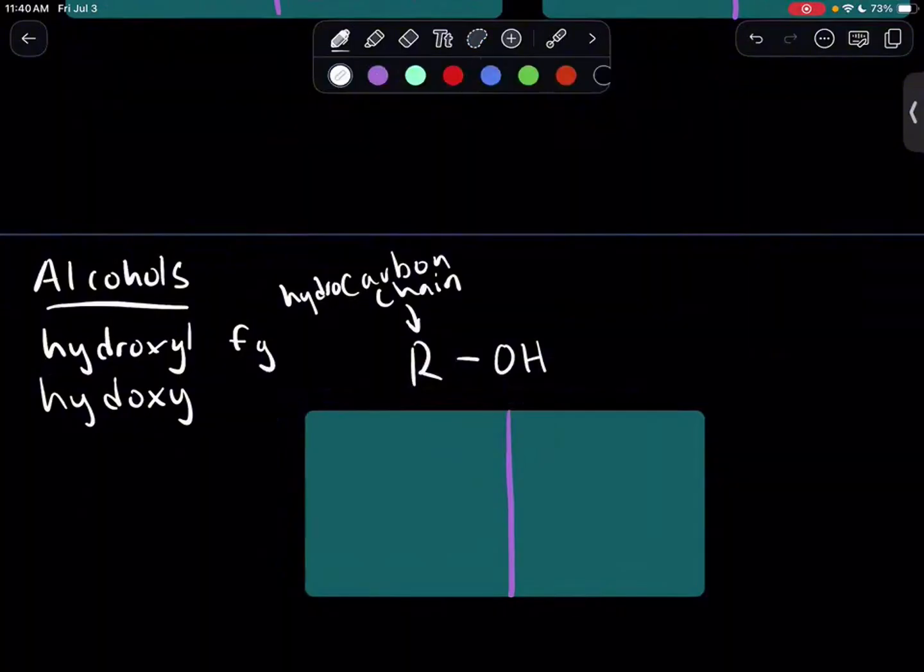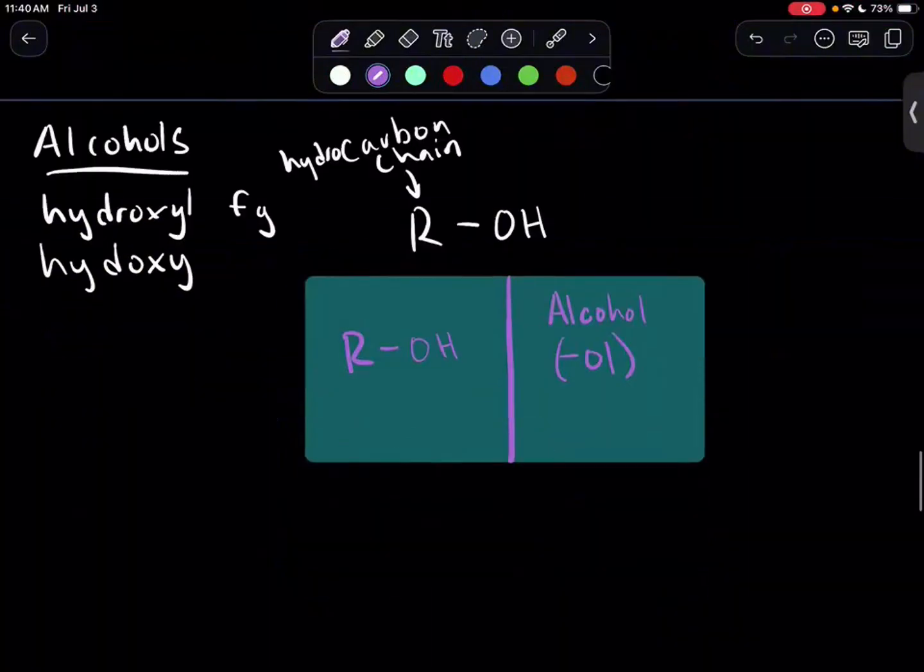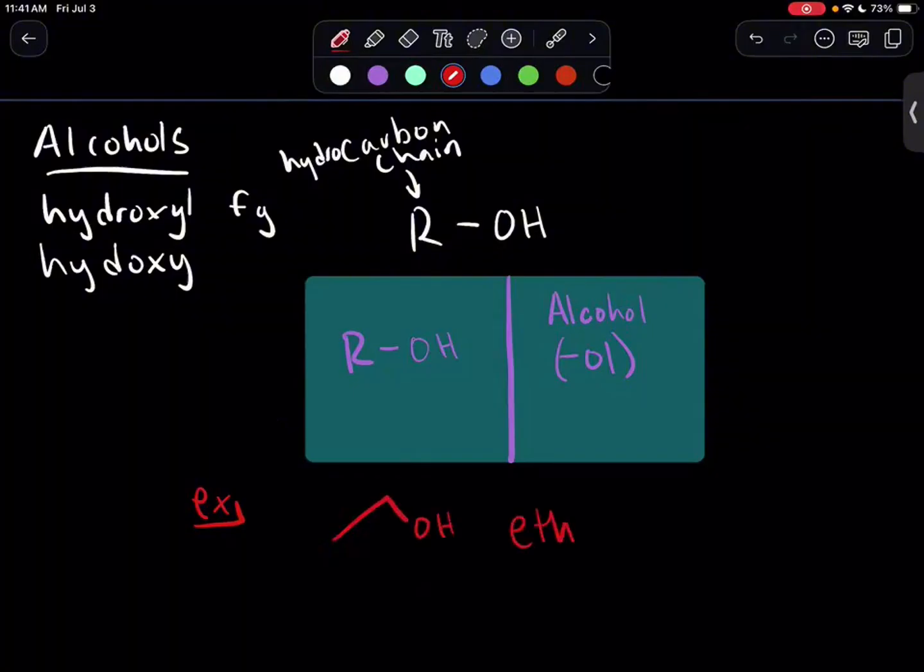So on one side, I'm going to put what we just have, ROH. On the other side, I'm going to call it alcohol. With alcohol, we have a suffix, ol, O-L. For each of these, I'm also going to give you an example. In this case, I'm going to use a skeletal formula. OH. This is eth because we have 2 carbons, 1, 2. They're single bonded, so I'm going to say ethan because there's only single bonds.